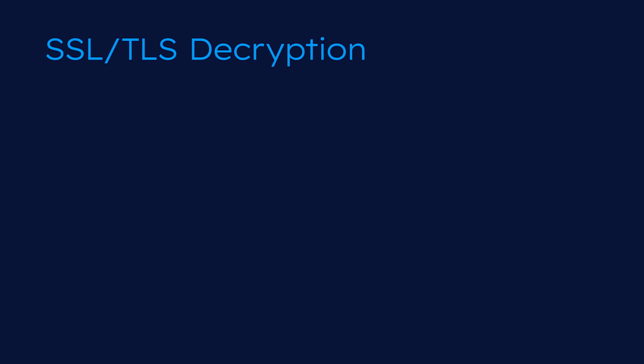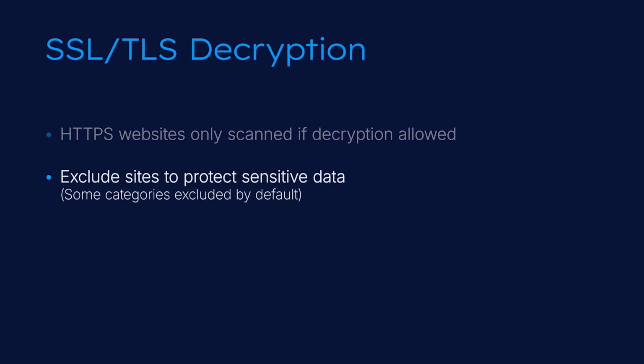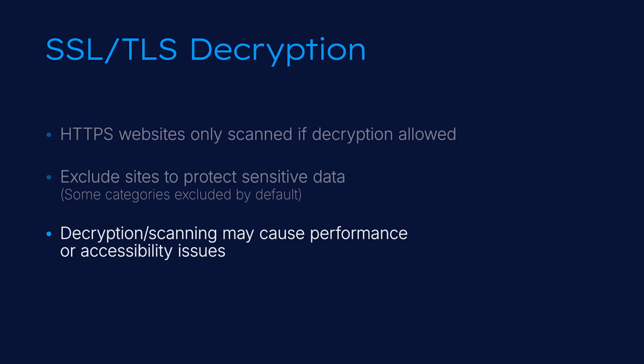Lastly, I'll show you how to exclude HTTPS websites from SSL and/or TLS decryption. Sophos can only scan the contents of secure websites if you allow decryption. You may wish to exclude this to protect sensitive data, and some website categories are whitelisted by default. In some cases, the decryption and scanning can cause performance issues or site accessibility and loading issues, so adding an exclusion will address the problem.